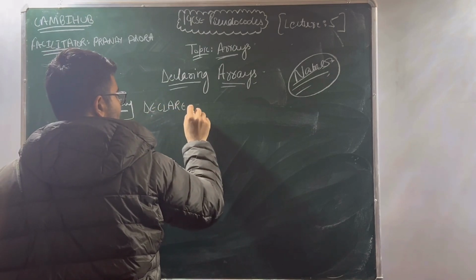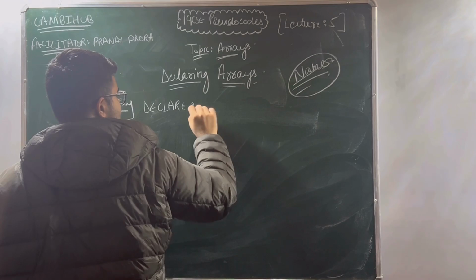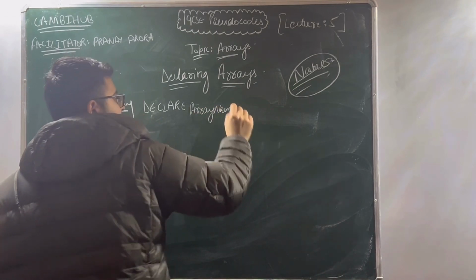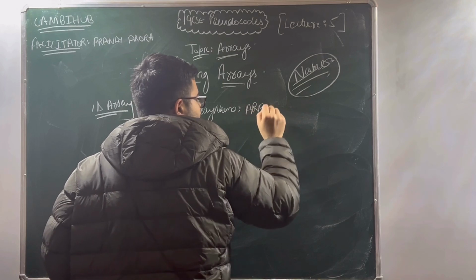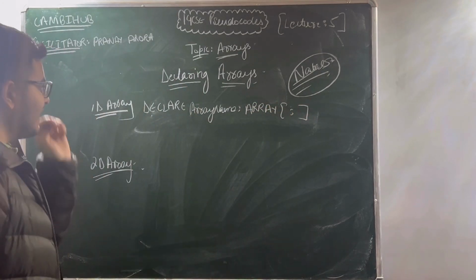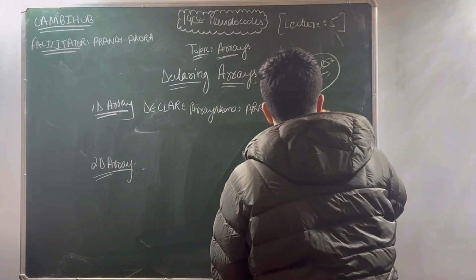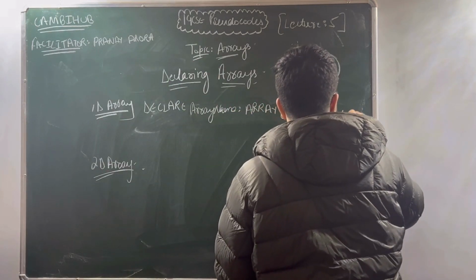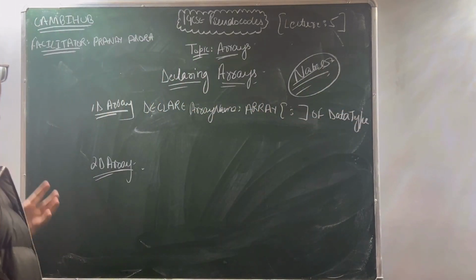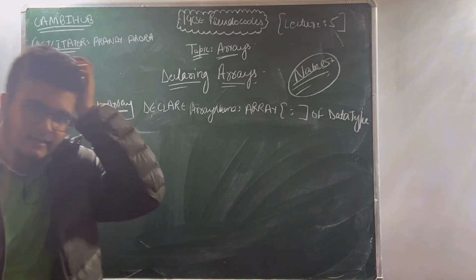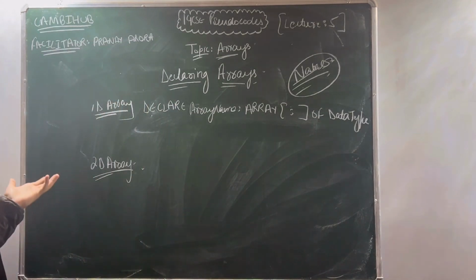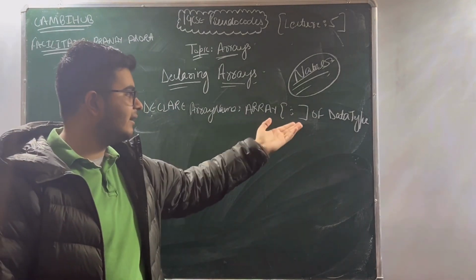then you put a colon, you'll put the array's name, whatever you want to name your array as. Then you'll write ARRAY in capitals. You will specify the array's range, and you will also specify its data type. So this is the syntax of declaring a 1D array. You would always need to declare, that's what we have learned in our previous lectures also.